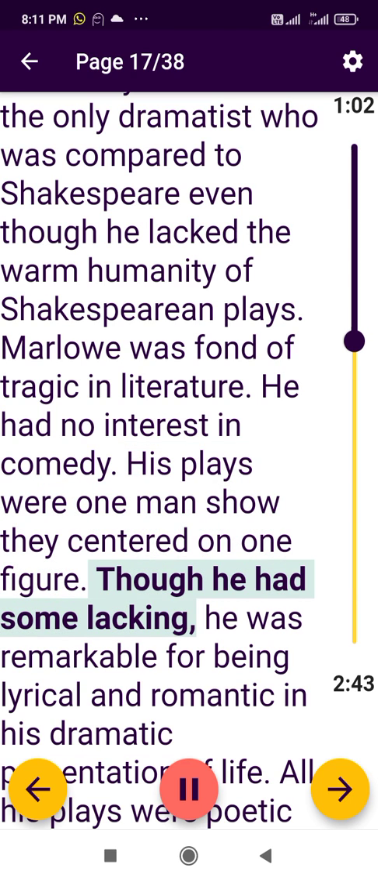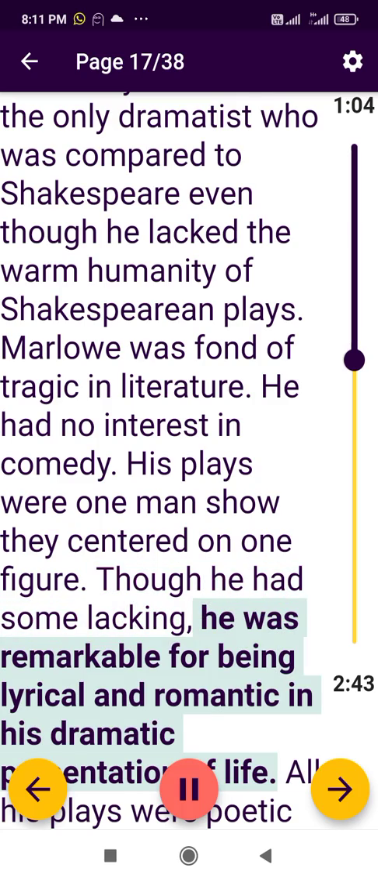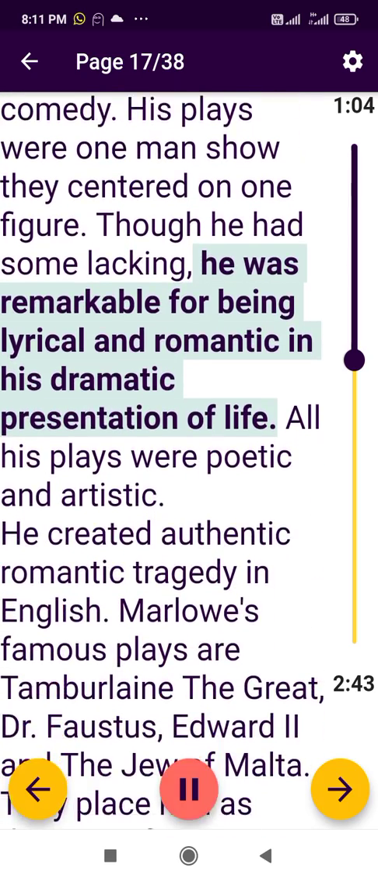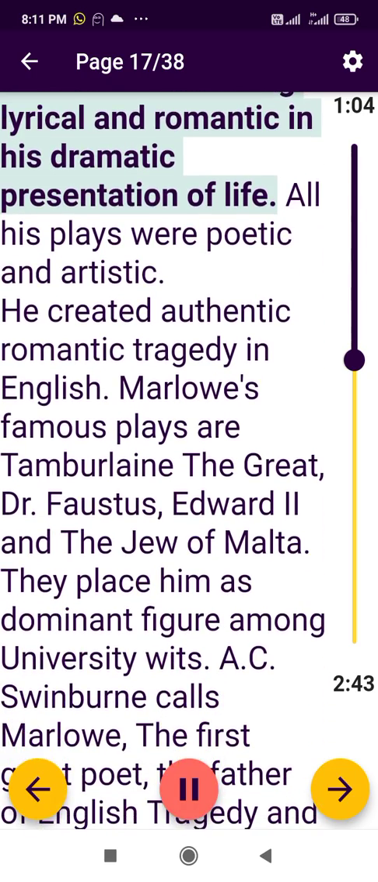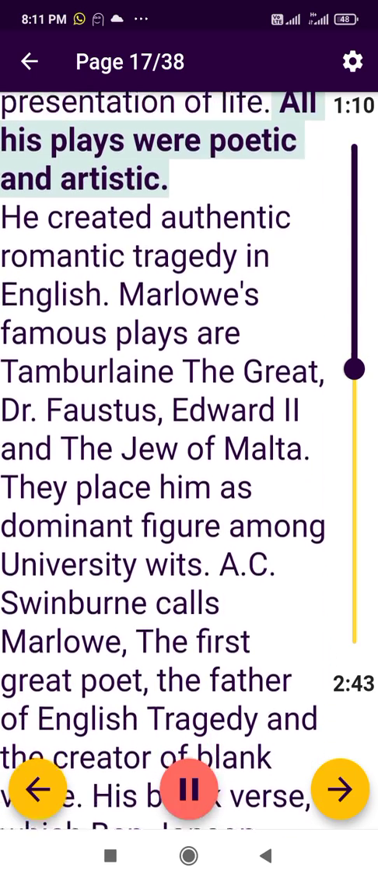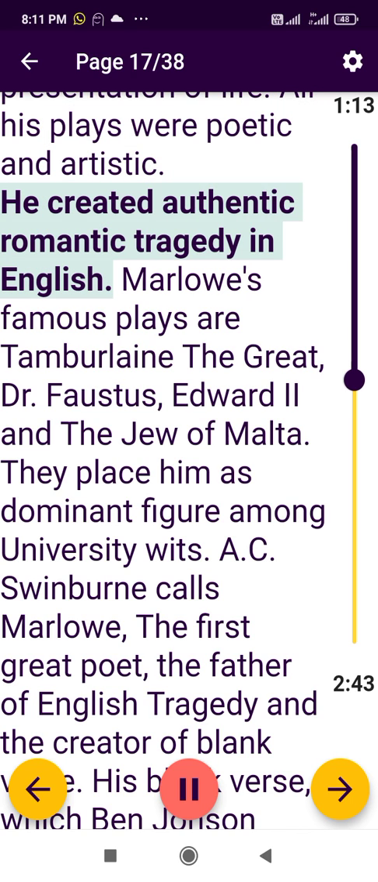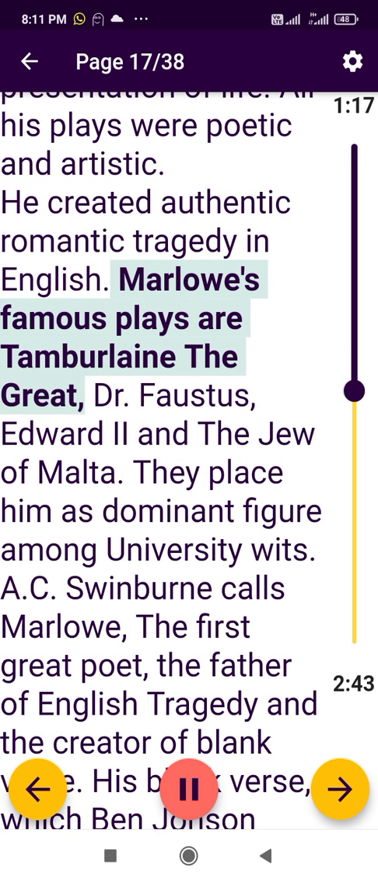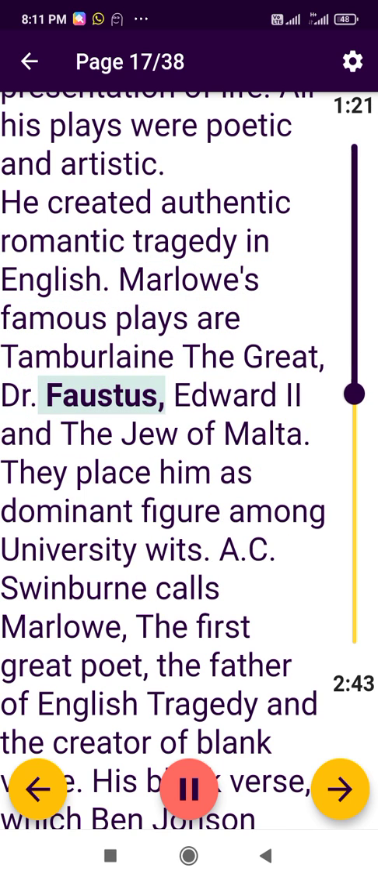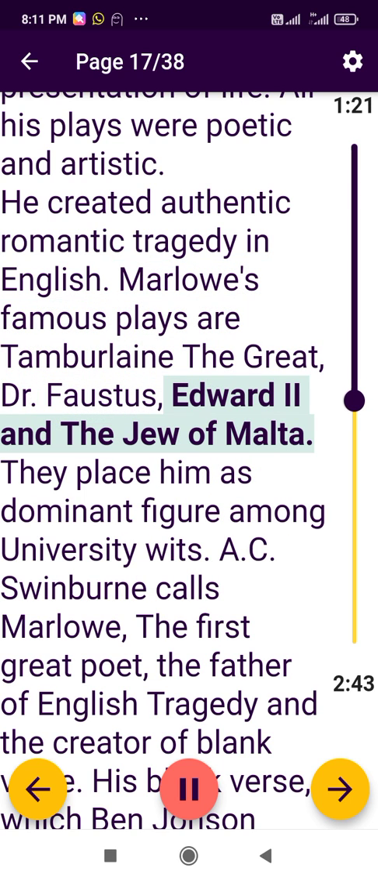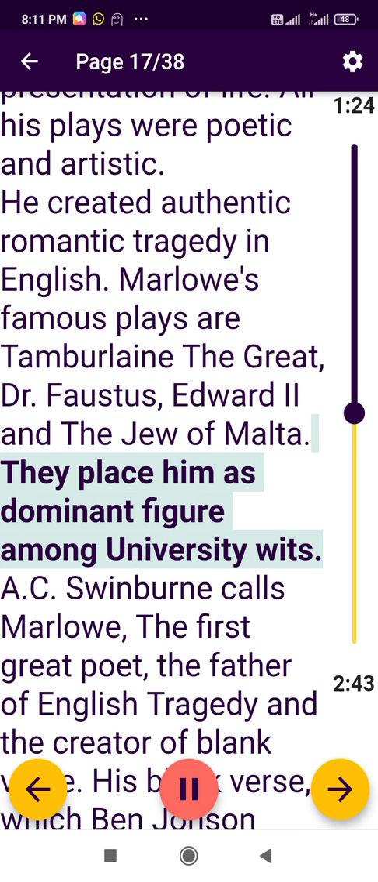Though he had some shortcomings, he was remarkable for being lyrical and romantic in his dramatic presentation of life. All his plays were poetic and artistic. He created authentic romantic tragedy in English. Marlowe's famous plays are Tamburlaine the Great, Dr. Faustus, Edward II, and The Jew of Malta. They place him as a dominant figure among the university wits.